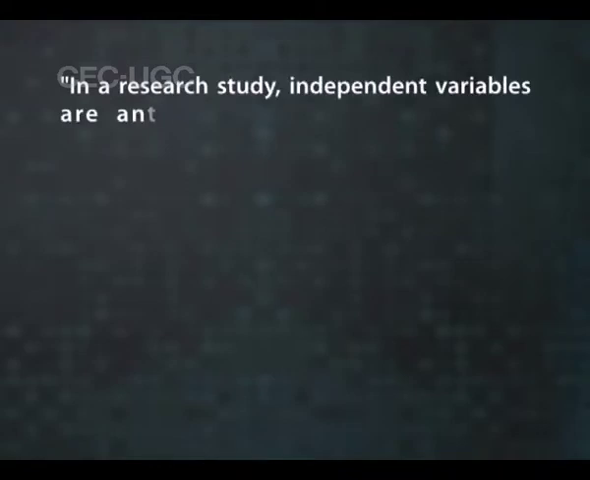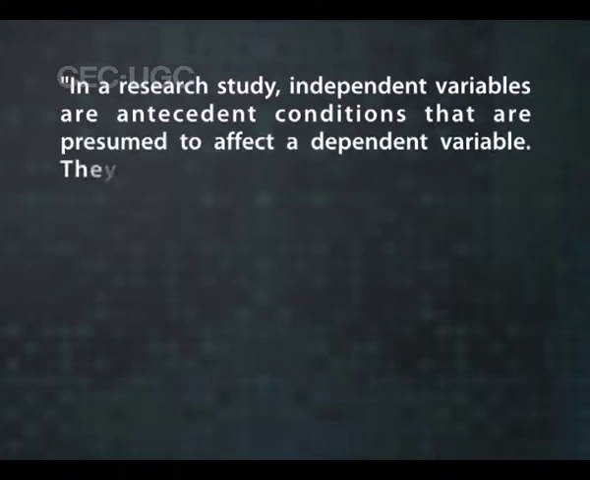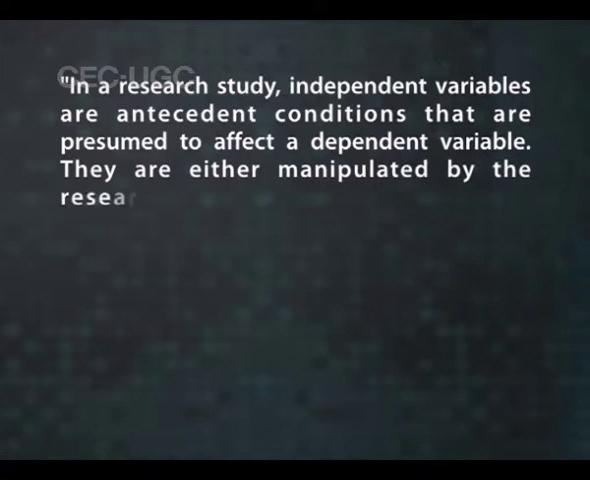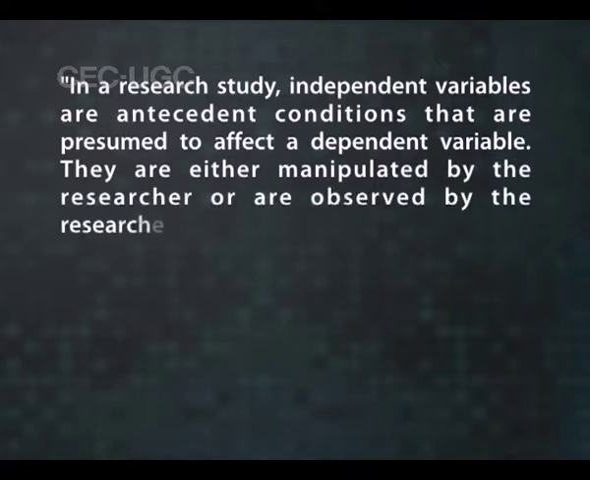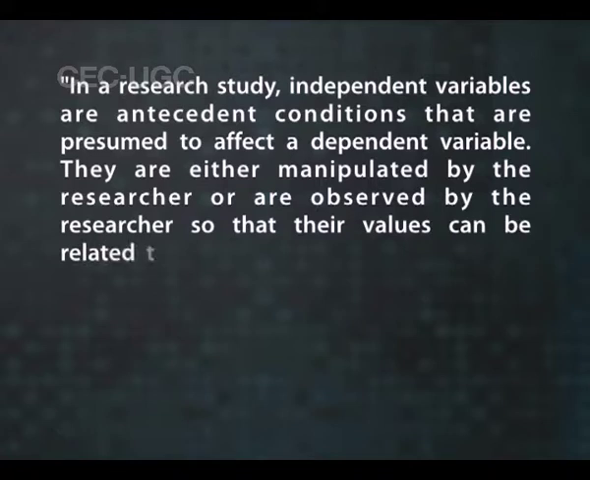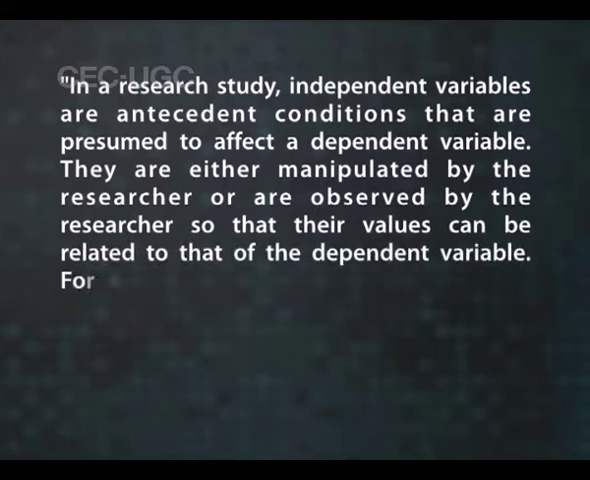Independent variables act as the cause in that they precede, influence and predict the dependent variable. That factor which is measured, manipulated or selected by the experimenter to determine its relationship to an observed phenomenon. In a research study, independent variables are antecedent conditions that are presumed to affect a dependent variable. They are either manipulated by the researcher or are observed by the researcher so that their value can be related to that of the dependent variable.